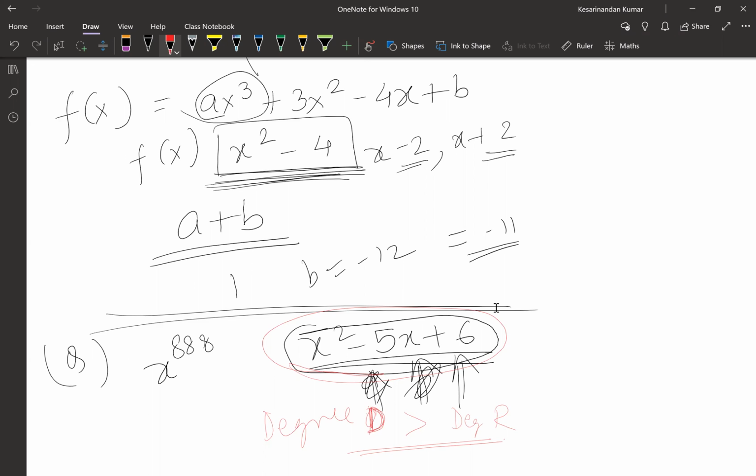No, Prerit, that's not 0. You mean to say the remainder would be 0? That's not the answer, unfortunately.